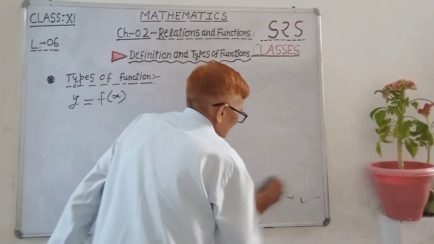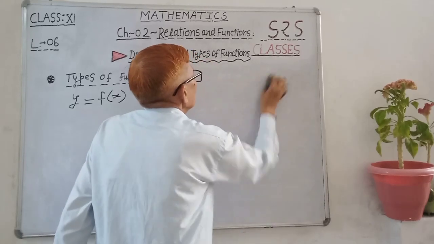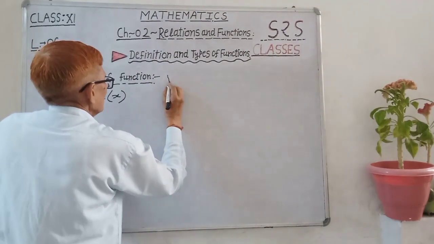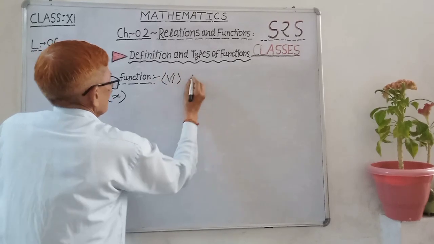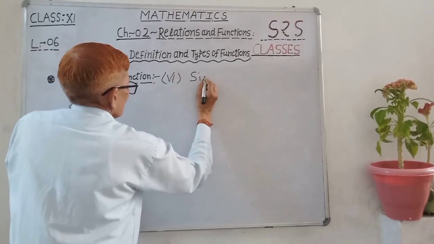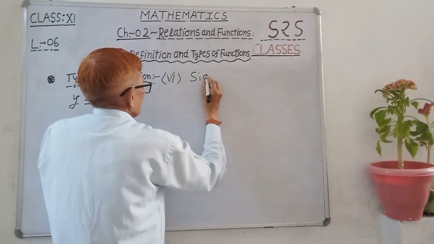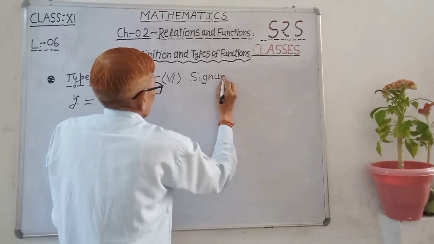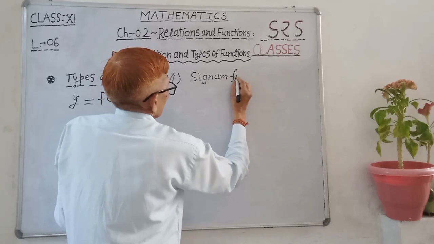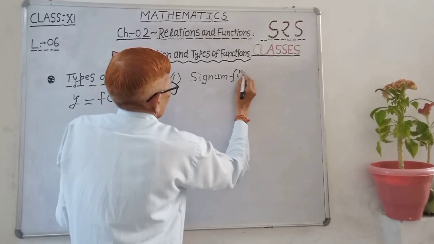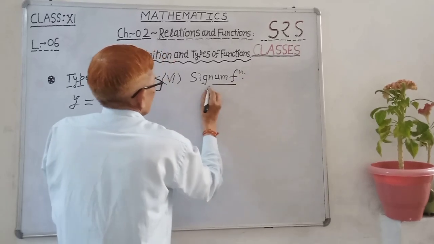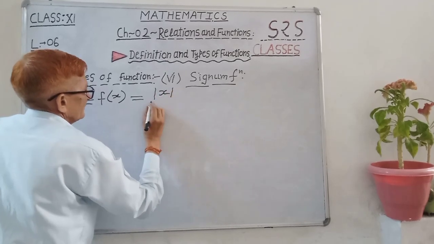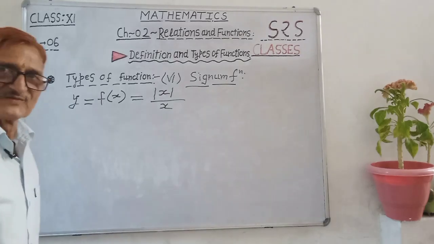After the modulus function, the signum function. Signum function, f(x) is equal to modulus x upon x. This is the standard form of the signum function.